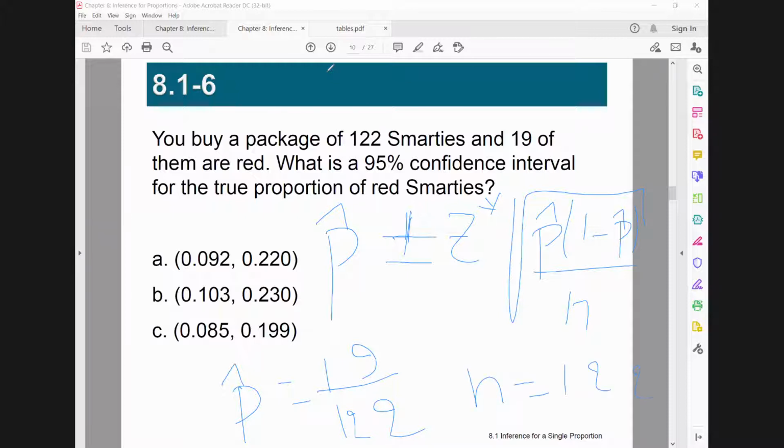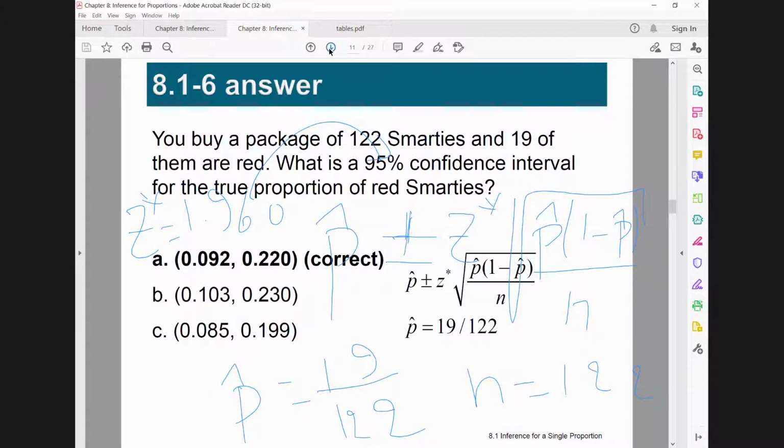What about the Z star? Z star is known, how much? 1.960. Why? Because it's related to the 95 confidence level. Exactly. Then here we have all the requested and we conclude the correct answer will be A.